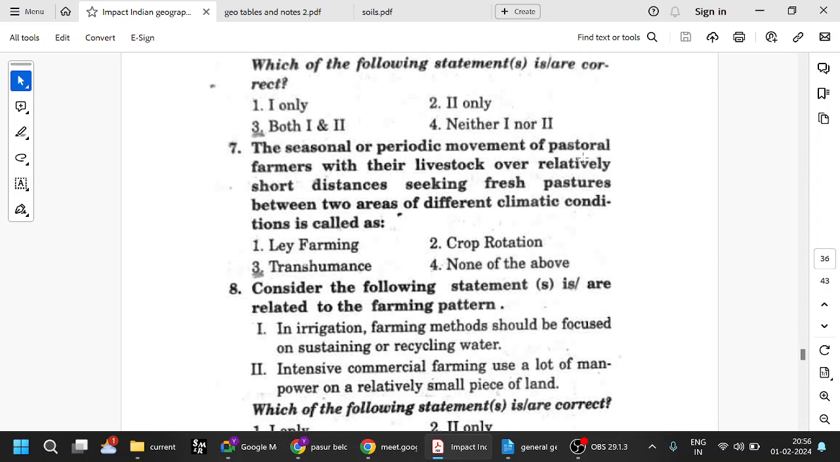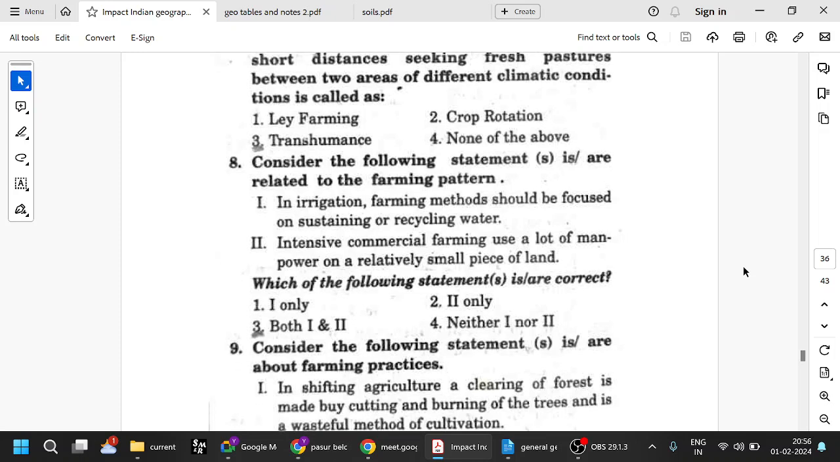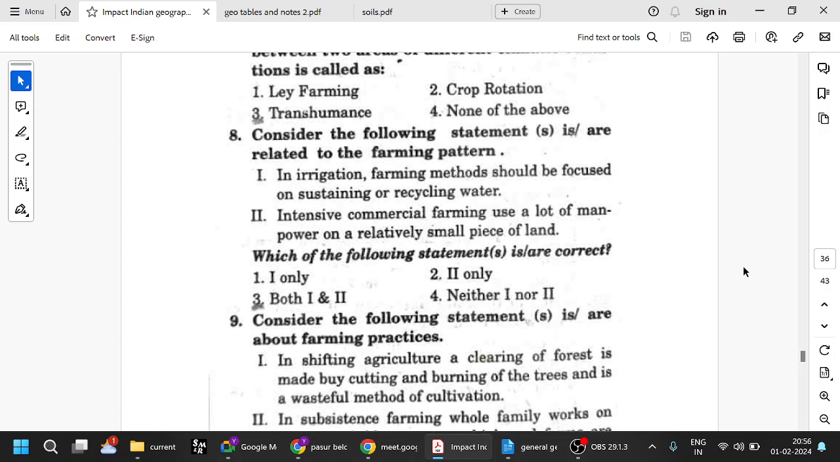So the seasonal periodic movement of pastoral farmers, which we see in many nomadic tribes of Jammu and Kashmir, etc., they are called transhumans. Okay, crop rotation is basically rotating different types of crops. All those things we have seen. Okay, let us start with the 10th one. Okay, consider the following statements related to farming patterns.